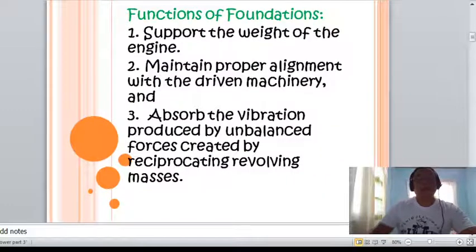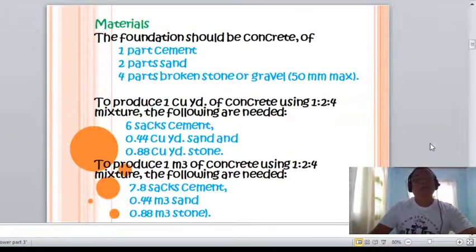So what are the functions of the foundation, class? One, of course, it supports the weight of the engine. Another is to maintain proper alignment with the driven machinery, and of course to absorb the vibration produced by unbalanced forces created by the reciprocating or revolving masses.